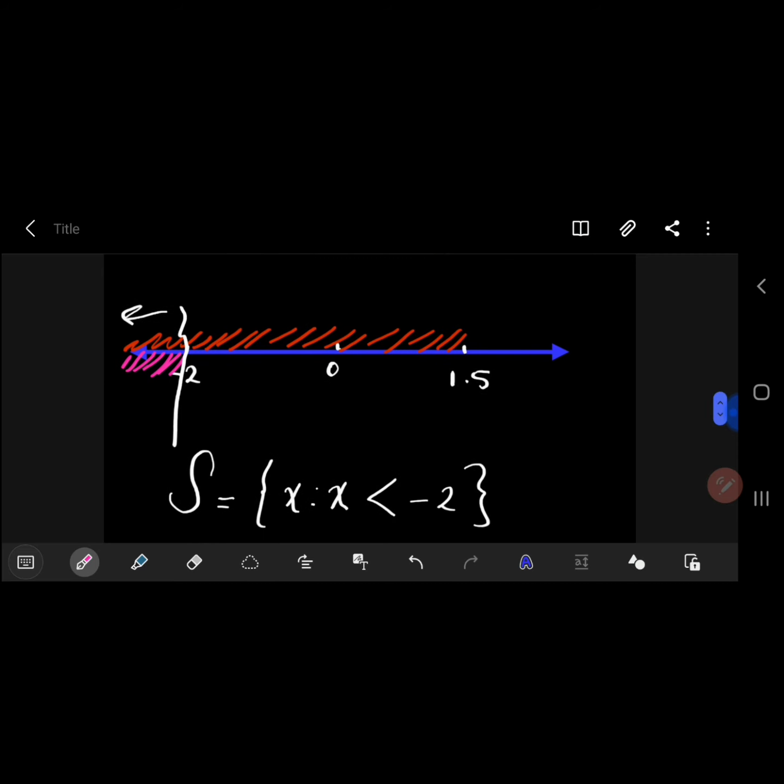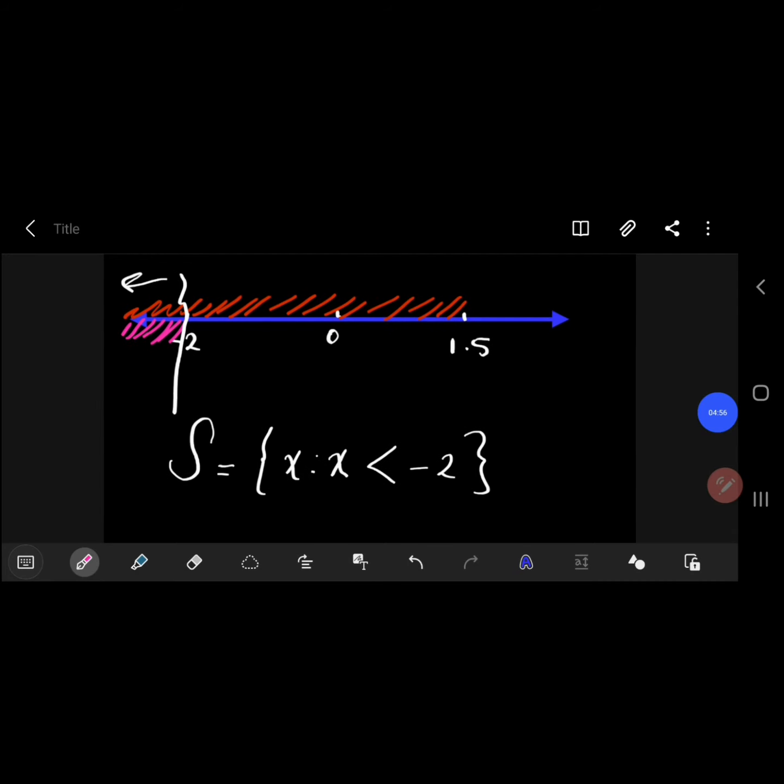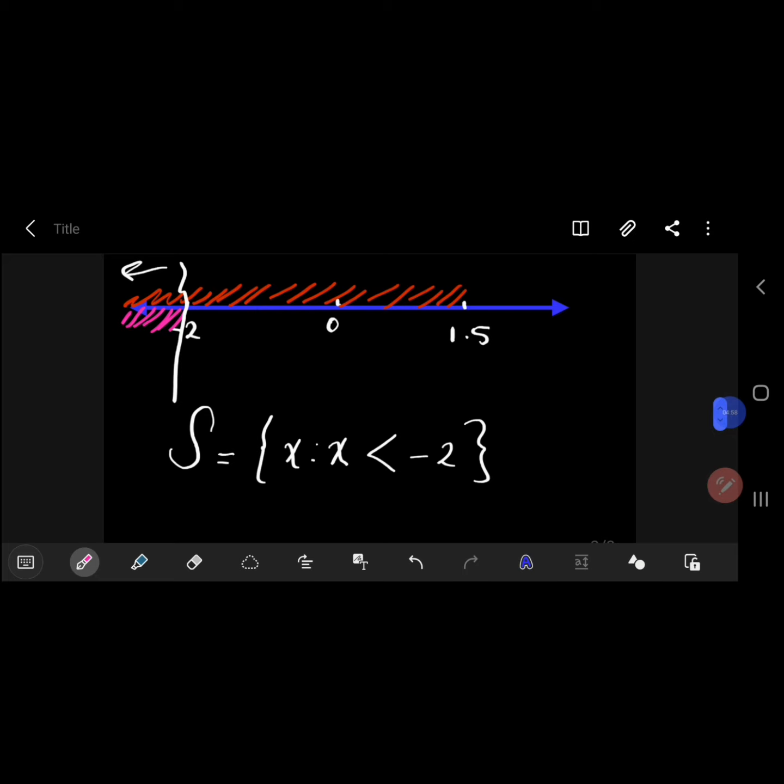Okay, so this is how we find the values of x that satisfy these inequalities. So here is what we do if I have the word "and" in these questions. Now if I have the word "or", I will give you another example.